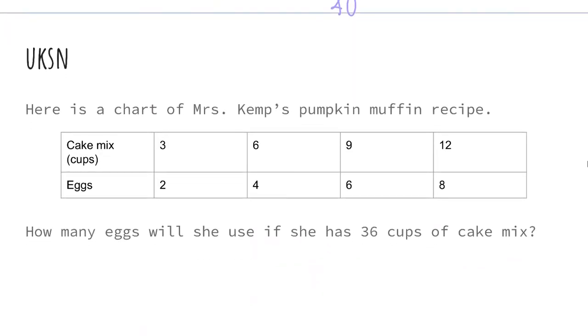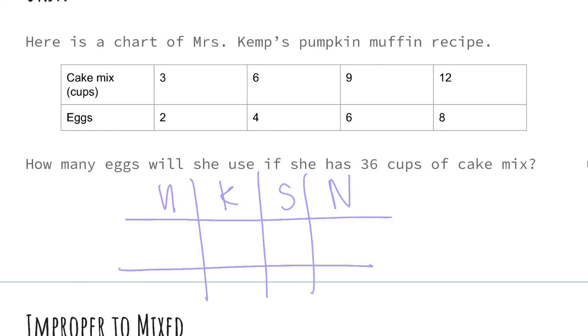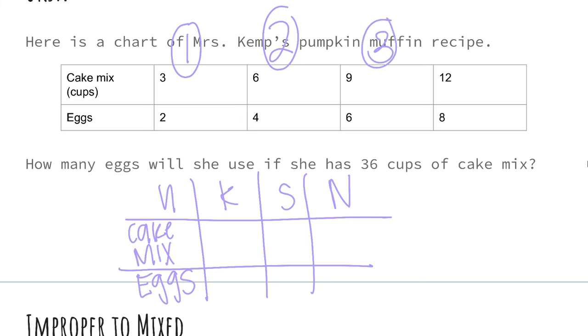Okay, UKSN. Here's a chart of Miss Kemp's pumpkin muffin recipe. We've got cake mix and eggs. How many eggs will she use if she has 36 cups of cake mix? So if we do UKSN, we use our chart. It gives us our units, right? So we've got cake mix and eggs. There we go. I have 4 options to choose from, right? I want to pick the one that's going to be easiest on me. I've got 36 cups of cake mix, so I need something easy to multiply to 36. They're all really easy, so it really doesn't matter. I'm just going to pick the first one.